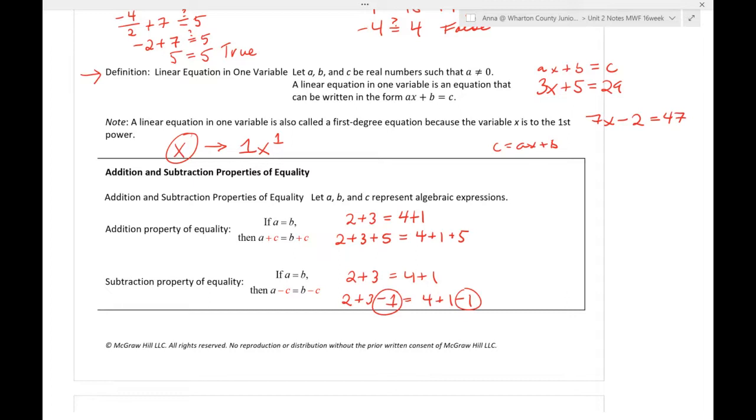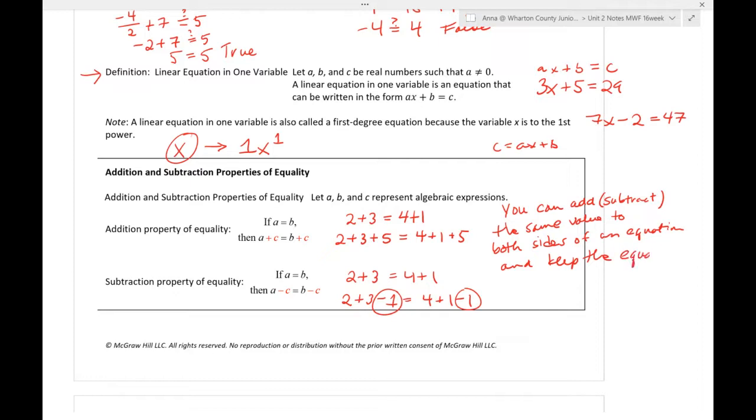So we've kept the truth of the equation. This is just a fancy way of saying you can add or subtract the same number or same value to both sides of the equation and keep the equation balanced. The other thing to know is that addition and subtraction are considered inverse operations.